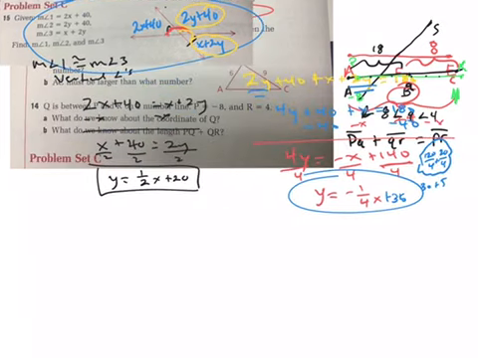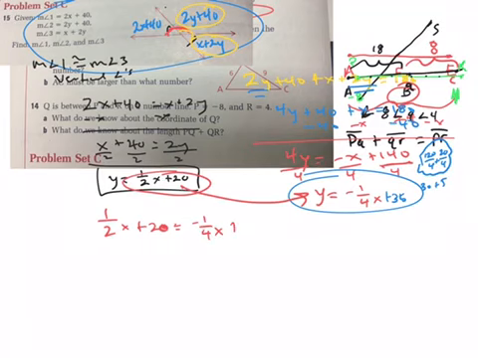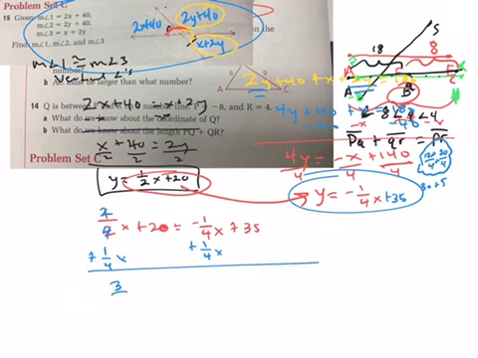I'm going to bump this up a little bit so I can just isolate these two equations. So I'm going to take 1/2 x plus 20, substitute it in the other equation for y. 1/2 x plus 20 equals negative 1/4 x plus 35. I'm going to add my 1/4 x. I think of this as 2/4. 3/4 x, subtract my 20, equals 15. The reciprocal of 3/4 is 4/3.